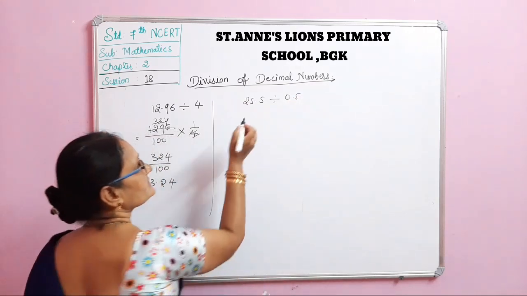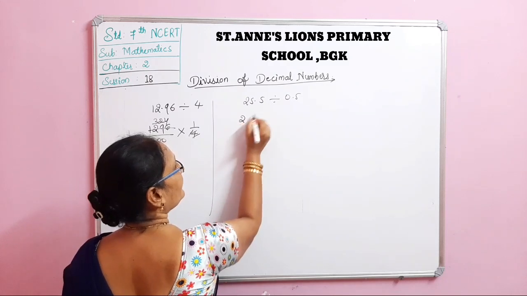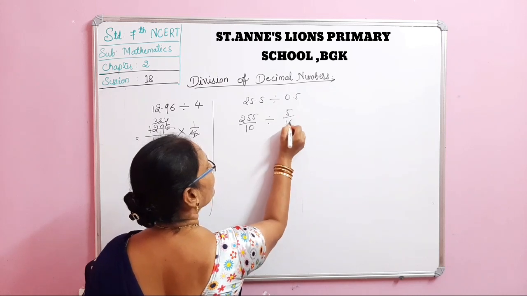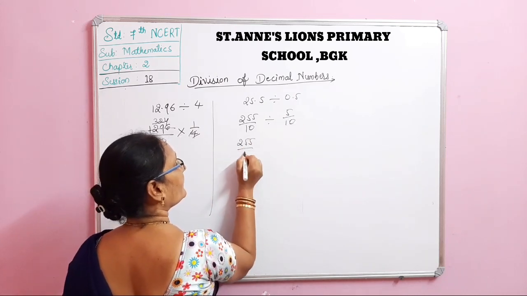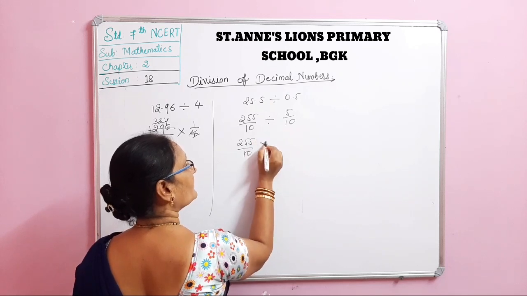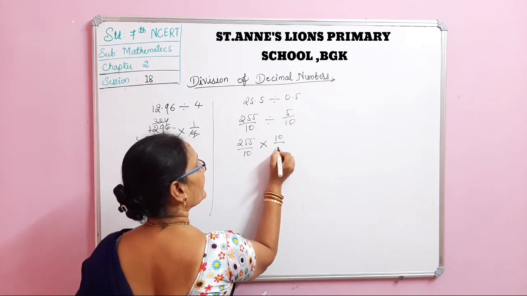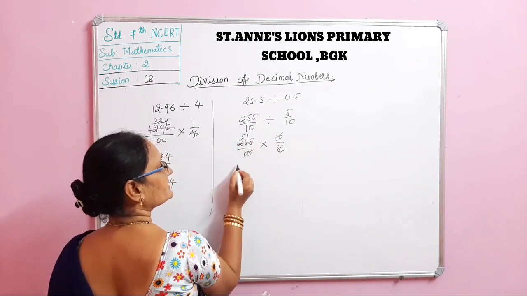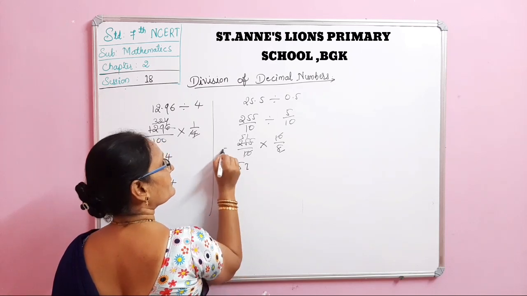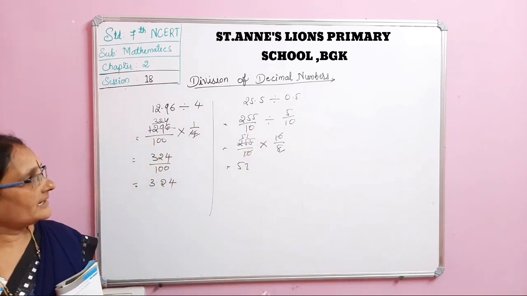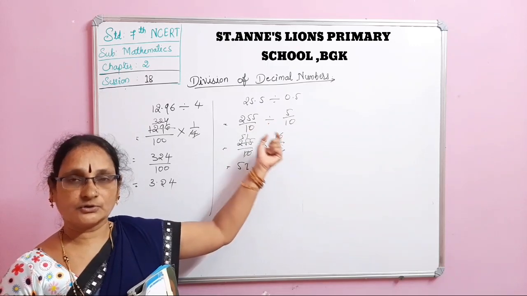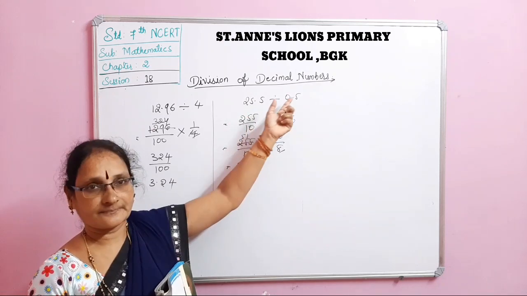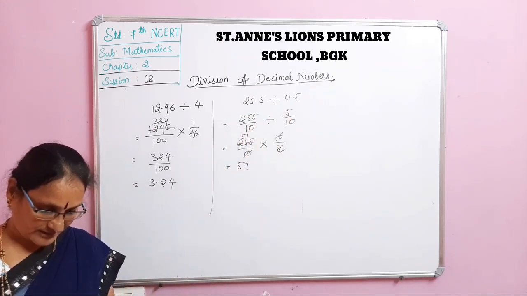Now see, 25.5 means 255 by 10, and 0.5 means 5 by 10. Now 255 by 10, when this converts into multiplication, this will become 10 by 5. The 10s cancel, 5 ones are 5, 5 tens are 50, 51 is the answer. So this is the method of solving. The same method as the fractions you have learned, you have to follow here, and you know how to write decimals as fractions. So with the help of that you can solve.